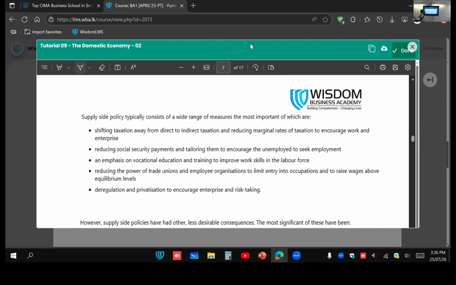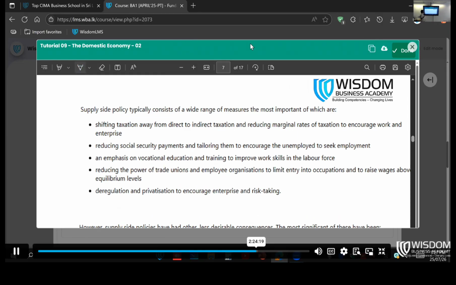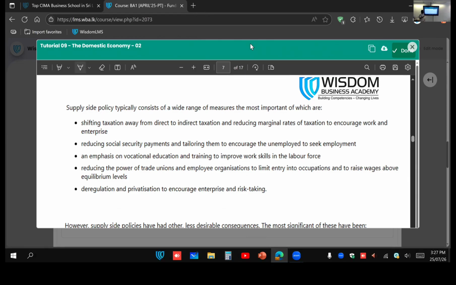Supply side policies typically consist of a wide range of measures. Examples I have given: shifting taxation away from direct to indirect, reducing social security payments and tailoring them to encourage the unemployed to seek employment. This is important. We'll go one by one. I feel it's important. Shifting taxation away from direct to indirect taxation and reducing marginal rates of taxation to encourage work and enterprise.